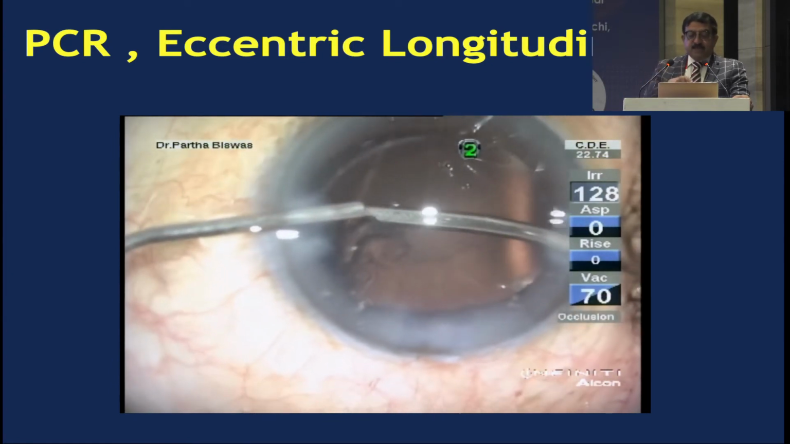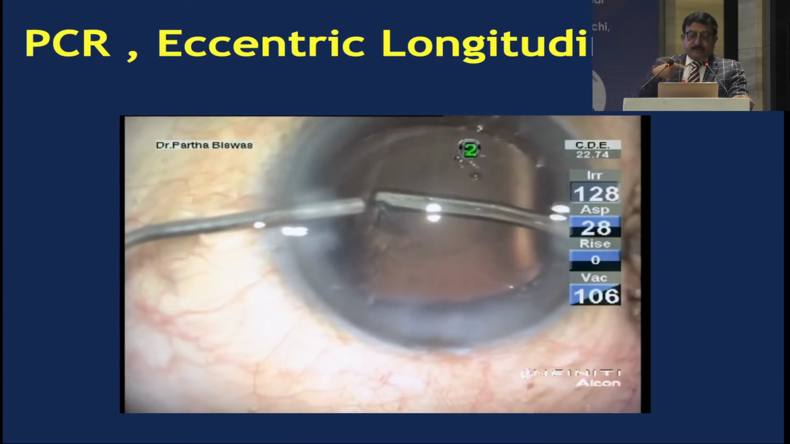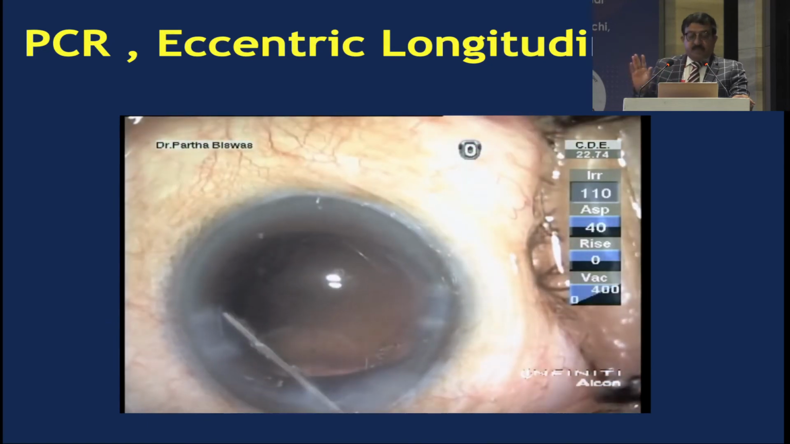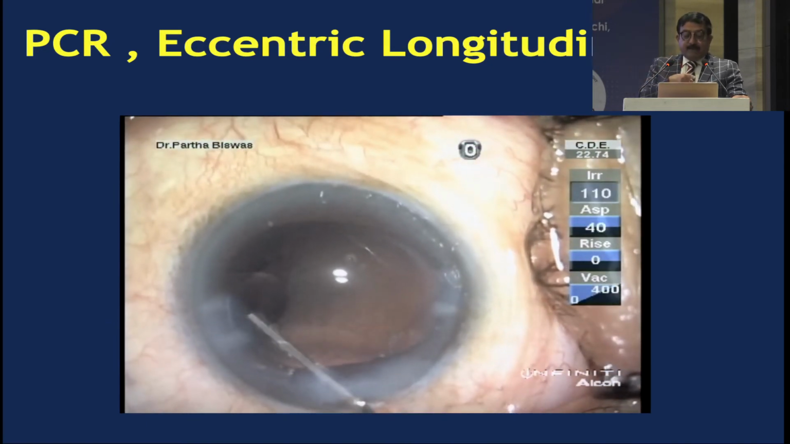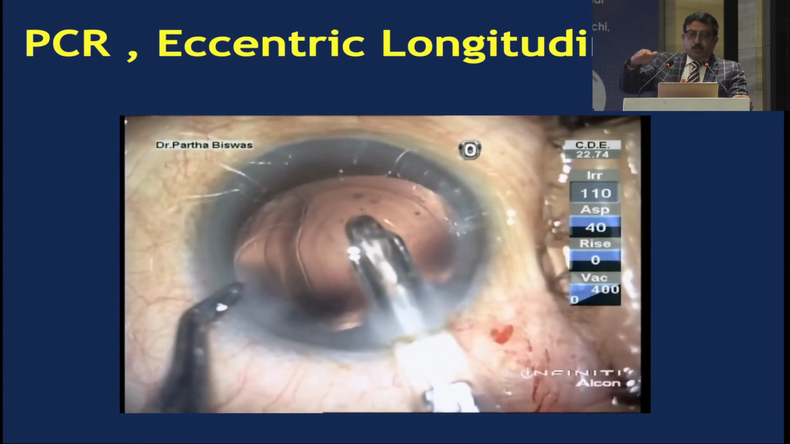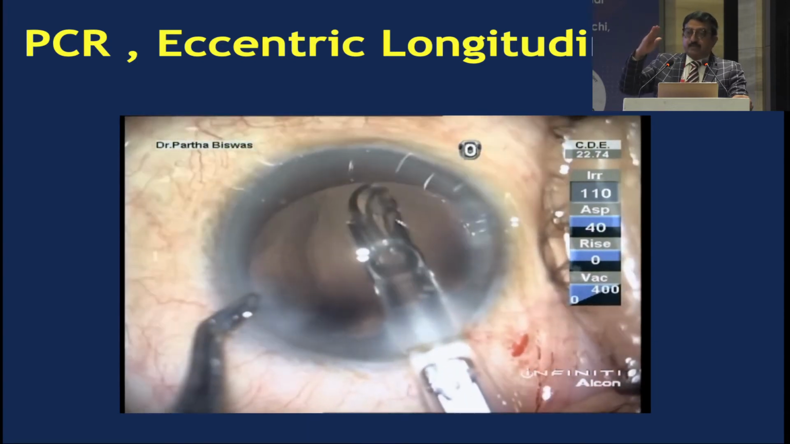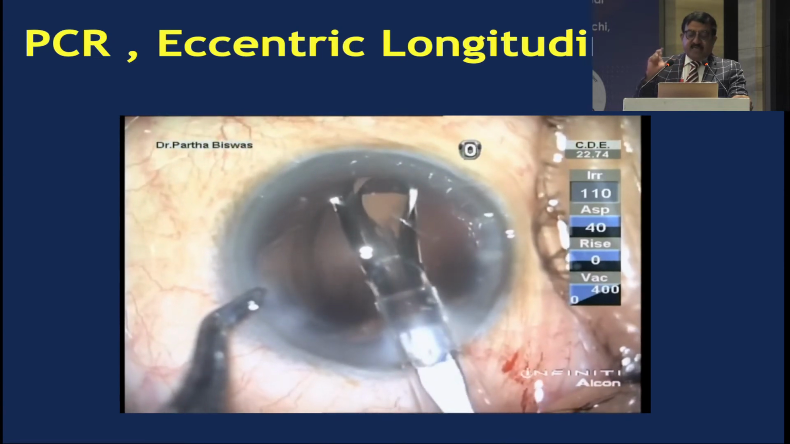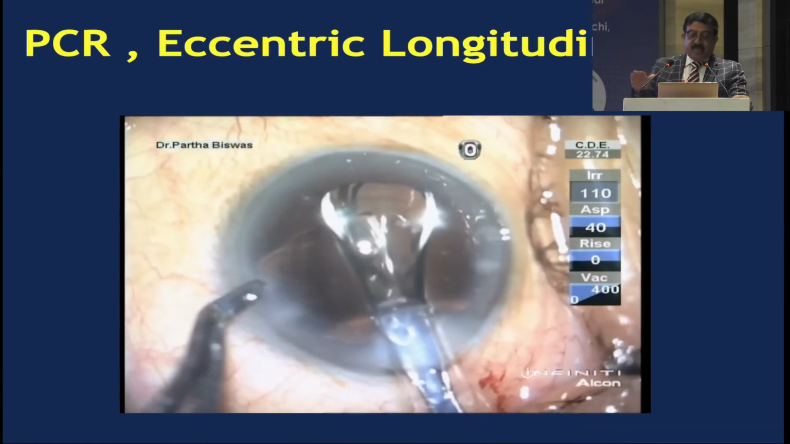Now you can see that it's an eccentric rip, okay, but the vitreous is not there, and I'm placing viscoelastic, that blob of viscoelastic, between the torn posterior capsule and the anterior capsule, and then very, very gently, in a very stable chamber, again landing it there.